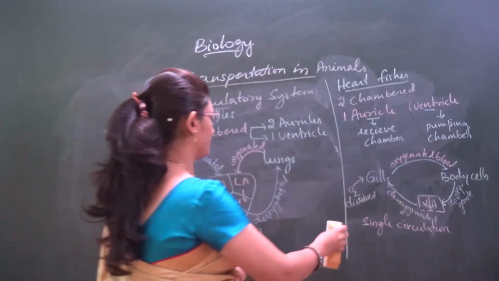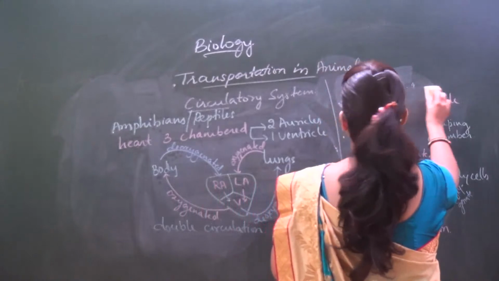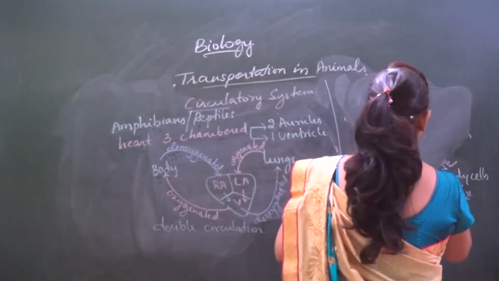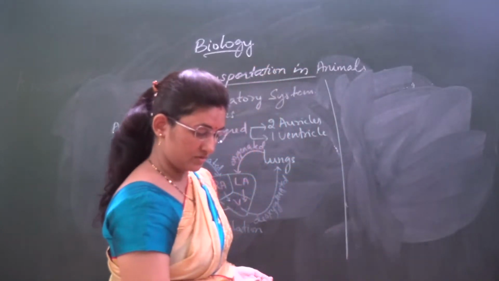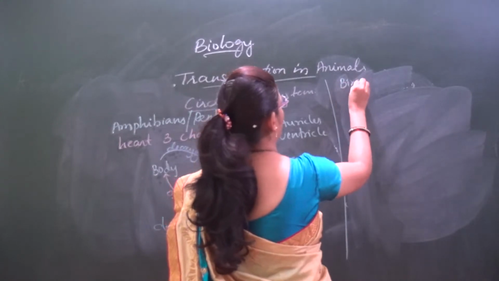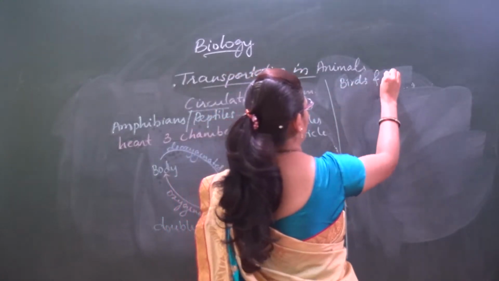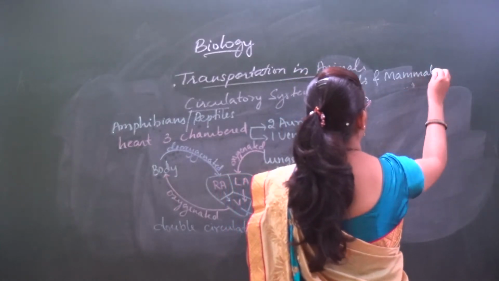The next circulation, or circulatory system, in birds and mammals. In birds and mammals.